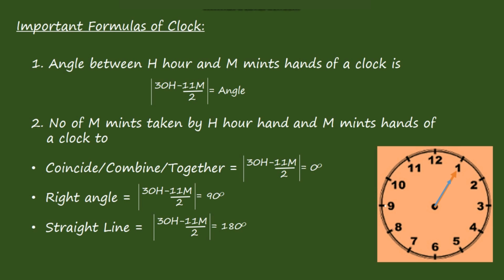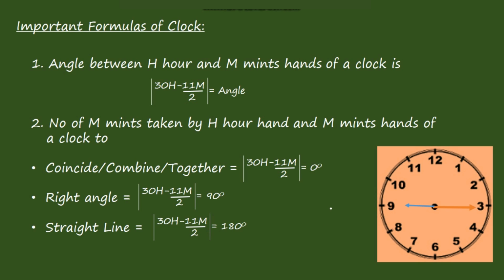When the hands are in a right angle, instead of coincide, the angle is 90 degrees. So instead of angle you will be keeping 90 degrees. Then it becomes |30h minus 11m by 2| equal to 90 degrees. For a straight line it is exactly 180 degrees. Then we keep 180 degrees and use the formula 30h minus 11m by 2 equal to 180 degrees. Here we will be finding the number of minutes m taken by them to coincide, make a right angle or a straight line. We will be using these formulas.